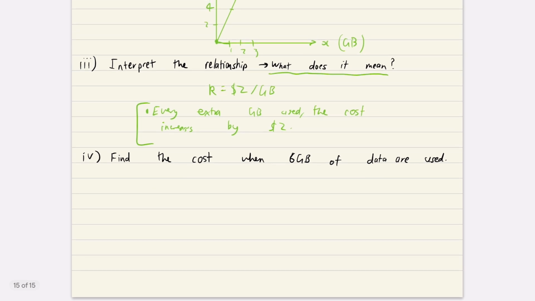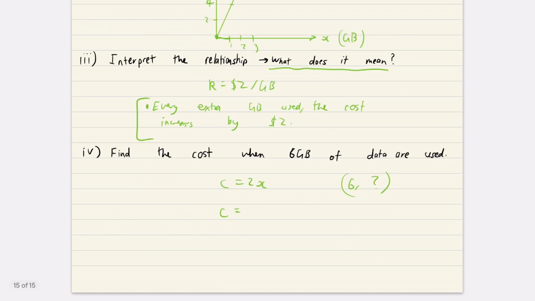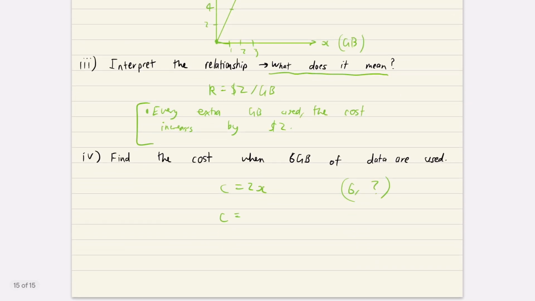So next, find the cost when 6 gigabytes of data are used. So now we've got our equation. Now we simply just want to find cost, so we want to find C, and they've given us X, which is 6. So this is the point they want us to find. They've given us the X coordinate, we just need to find the Y coordinate, or in this case, the C coordinate. So C is simply equal to 2 times 6, which is equal to 12. So the cost when 6 gigabytes of data is used is $12.